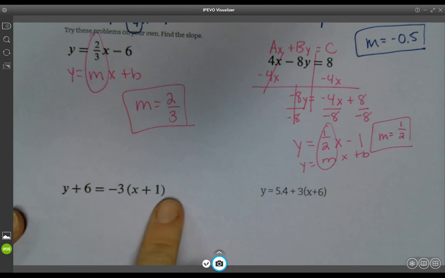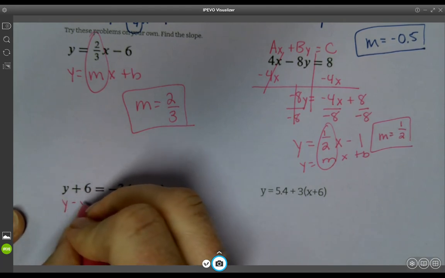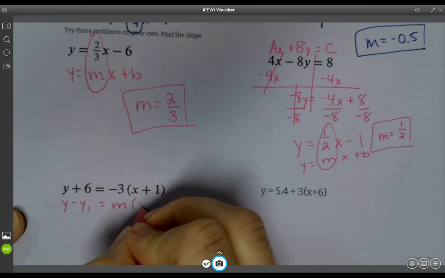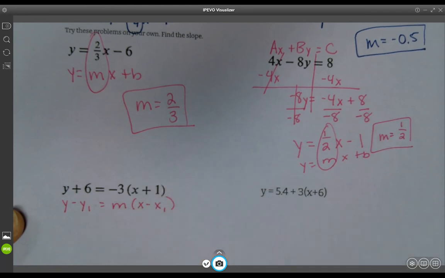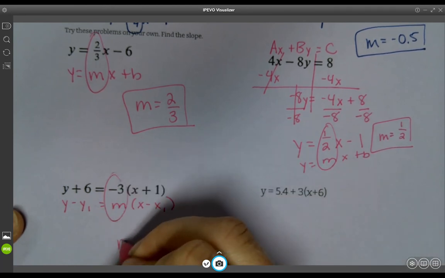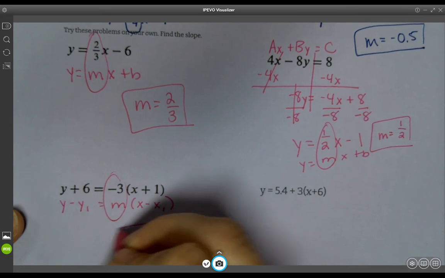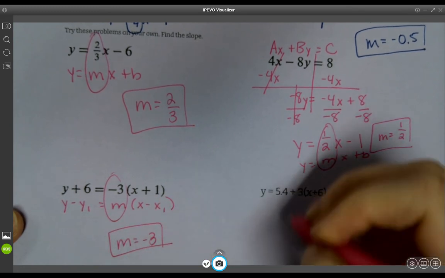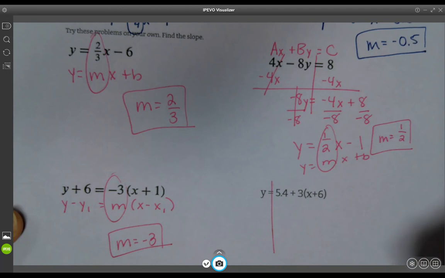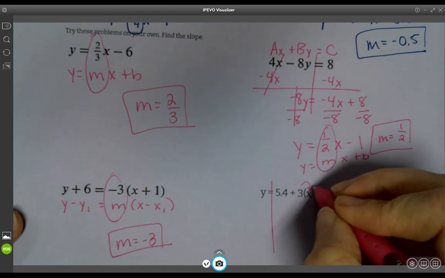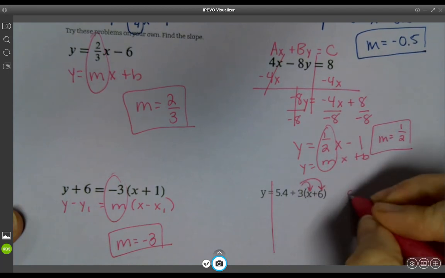The next one's written in that point slope form. Y minus y1 equals m, x minus x1. So our slope is just negative 3. Our last one, it's written as y equals, but not mx plus b. So we can put it in that form. So we need to simplify.